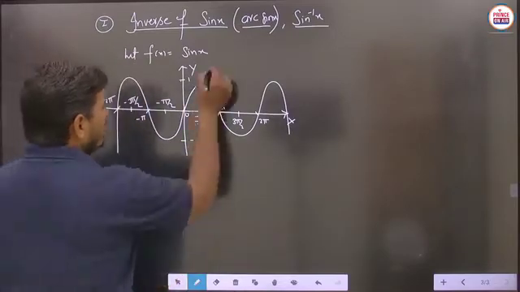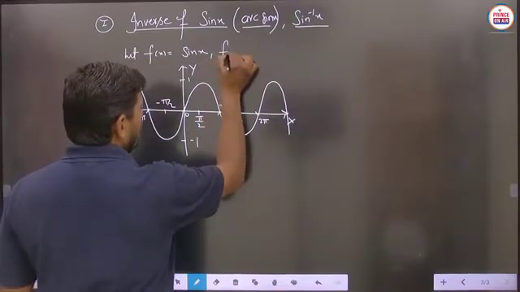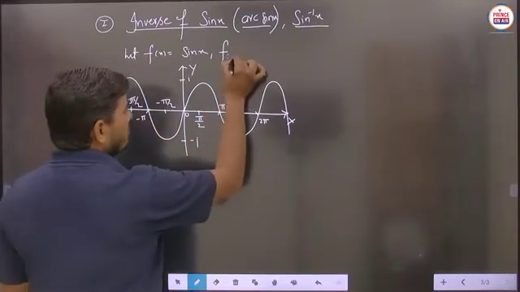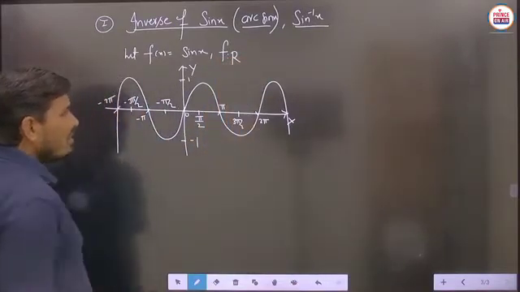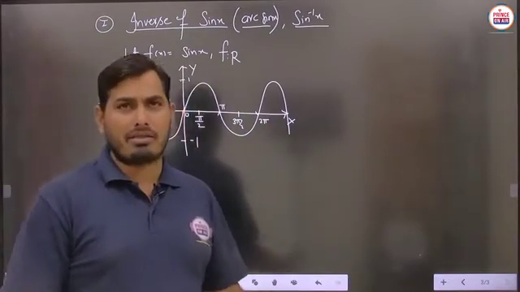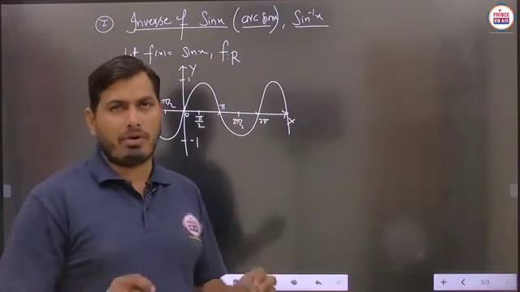Now students, we have to mention the domain and codomain. In this case you can see that the domain of this function is R, the set of real numbers, because for each and every value on the x-axis a graph will be available.